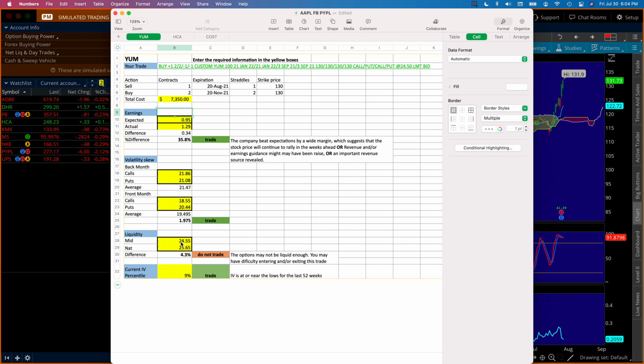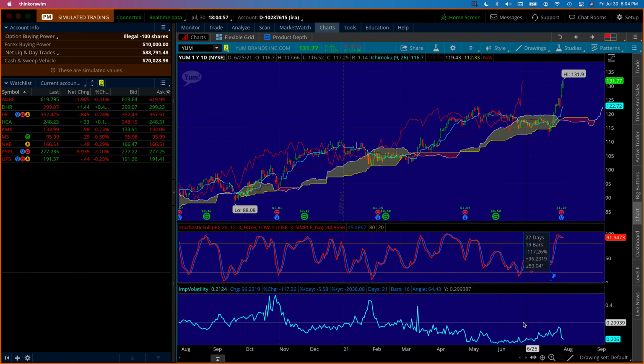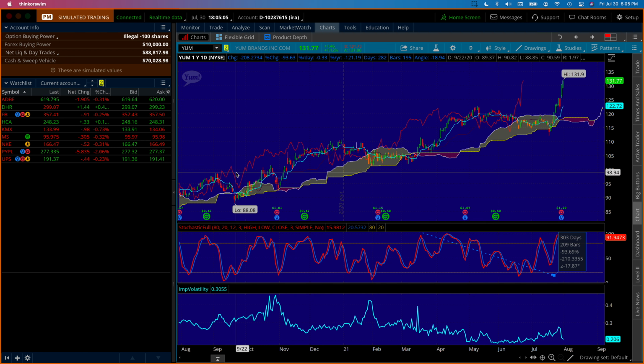Then the liquidity is the price of the mid versus the natural, and that's 4.3. That's not very liquid, okay? But I'm taking my chances because I'm very motivated by this big earnings beat. And then the current IV percentile is at the bottom of the range. As you can see in this chart of the implied volatility, it's very low right now compared to the 1 year history. Good. So we'll come back to that.